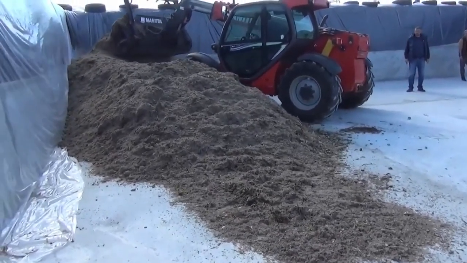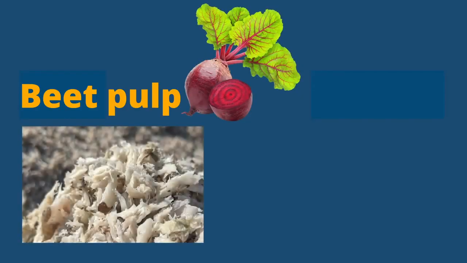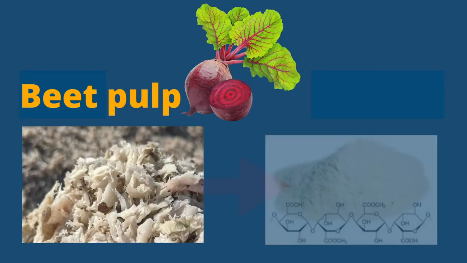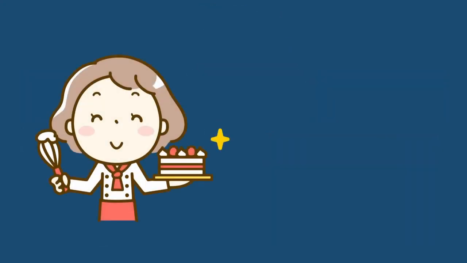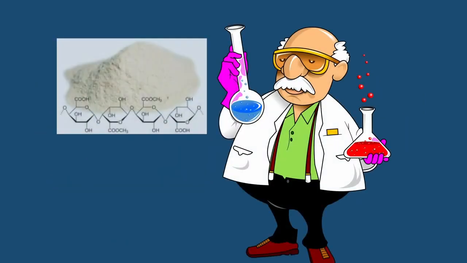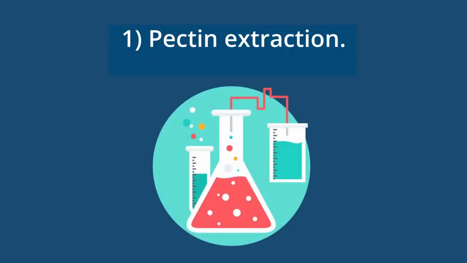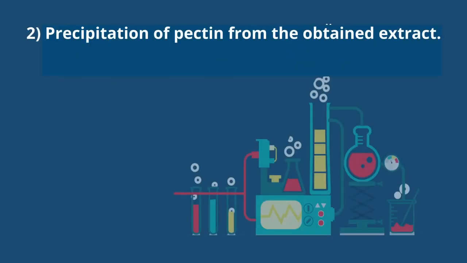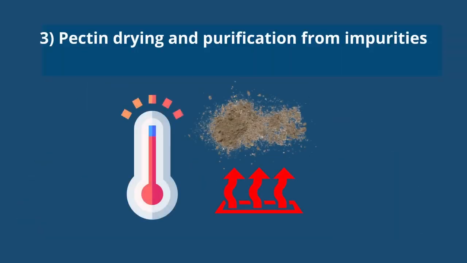One of the ways of efficient use of pulp is the extraction of pectin from it, a substance that is actively consumed by the confectionery industry and medicine. Currently, the technology of pectin obtaining, which consists of 3 consecutive stages, has been developed. 1. Pectin extraction. 2. Precipitation of pectin from the obtained extract. 3. Pectin drying and purification from impurities.